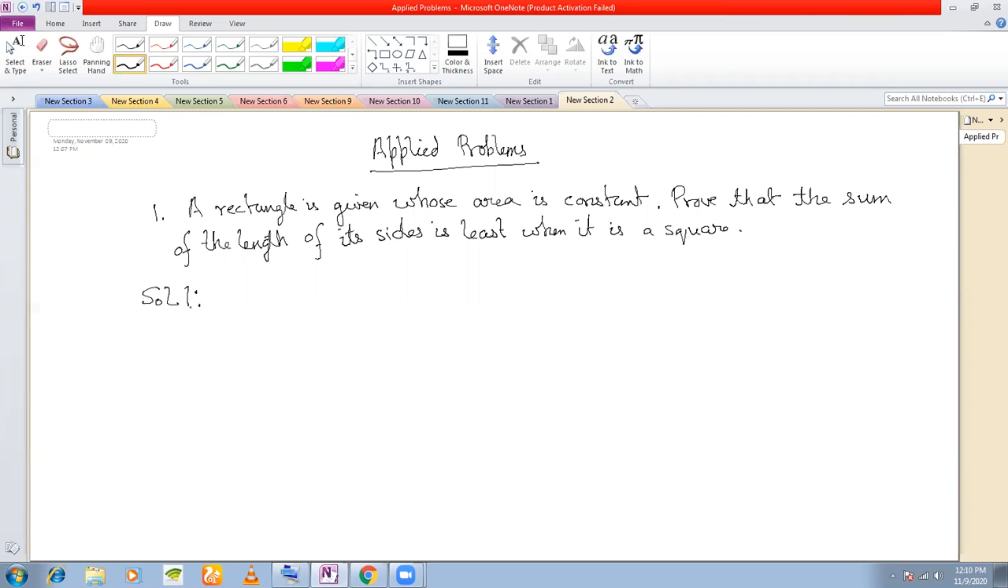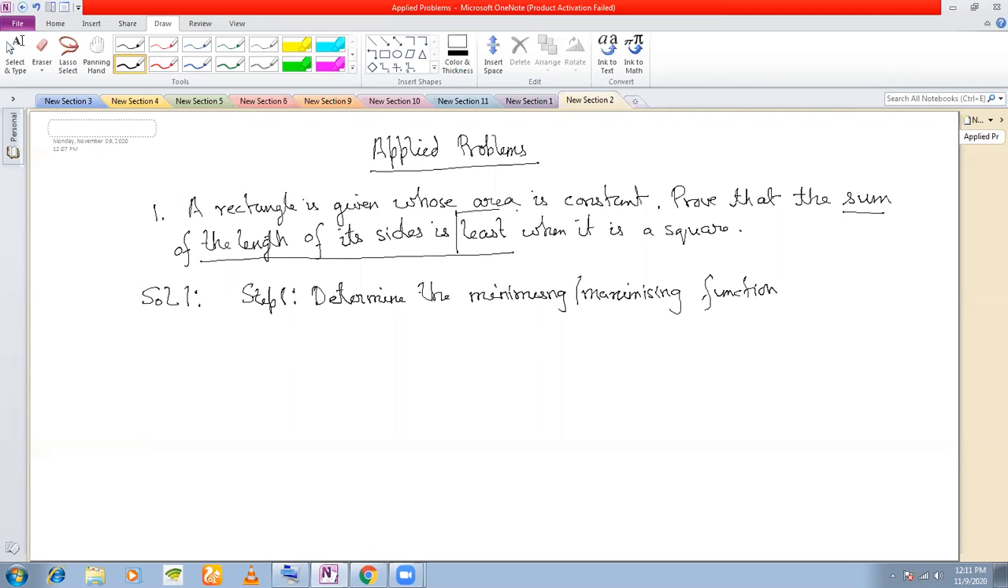First, your step one will be to determine the minimizing or the maximizing function. Remember in LPP we did minimization and maximization. Similarly here you will first have to identify the minimizing or the maximizing function. And what is the minimizing or the maximizing function? See, the question is prove that the sum of the length of its sides is least. Least means minimum. So that means sum of the lengths of the sides means perimeter. So this is your perimeter, which is the minimizing function, right?